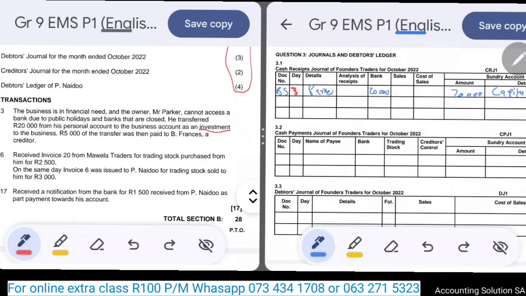Okay, and also remember that from that amount, the business has paid a creditor 5,000. So we have to also record Francis as he has been paid. Francis was paid 5,000 and he is a creditor, 5,000. No need to go to the sundry account because he is a creditor, and the creditor column is there.